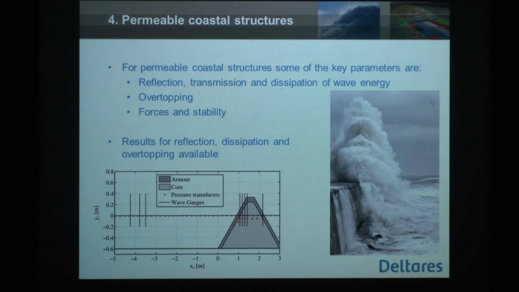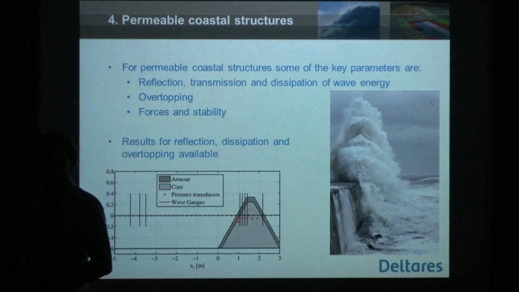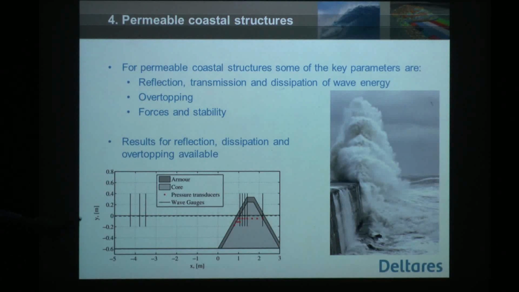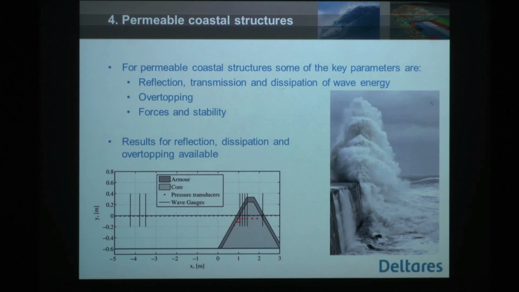So permeable coastal structures, as I said: reflection, transmission and dissipation of waves and wave energy are key questions. Overtopping is a phenomenon like that. You don't really want to have structures on the other side. You don't know how big the volumes can be in this tongue of water flowing over onto a structure on the lee side, so they can create quite a lot of damage. And then also forces on a structure like that and global stability of the structure. And what I will present for you now is results for reflection, dissipation and overtopping.